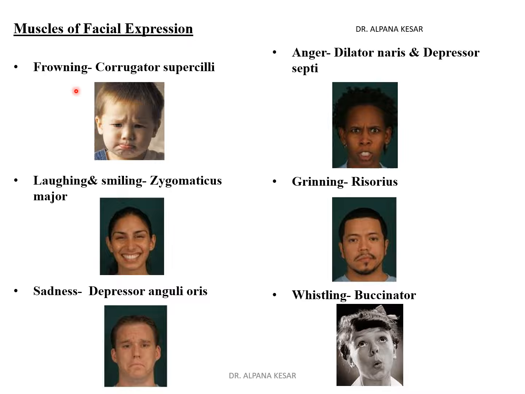Some of the expressions brought about by various muscles of the face are frowning, brought about by corrugator supercilii. Laughing and smiling is by zygomaticus major and minor. Sadness, or moving the corners of the lip downwards, is by depressor anguli oris. Anger is by dilator nares and depressor septi. The expression of grinning is brought about by risorius muscle, and whistling is by buccinator muscle.